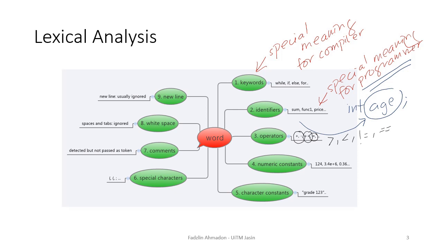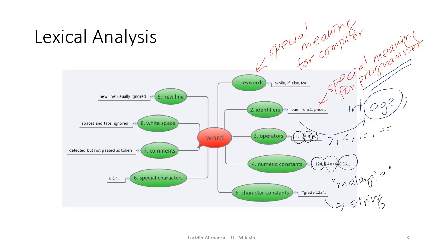The next category is numeric constants. Numeric constants is basically a number. You can accept 1 to 4, 3.4, e plus 6, 0.36. So these are all valid numbers. Next is character constants, or you might also know them as strings. Everything that is declared between these literal symbols over here, for example Malaysia, is a character constant or string.